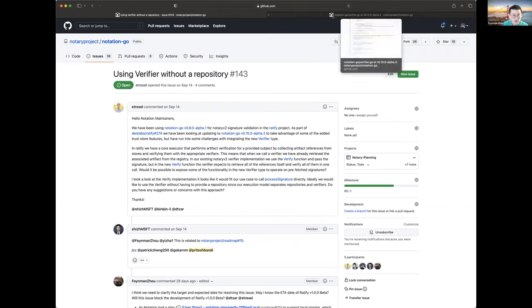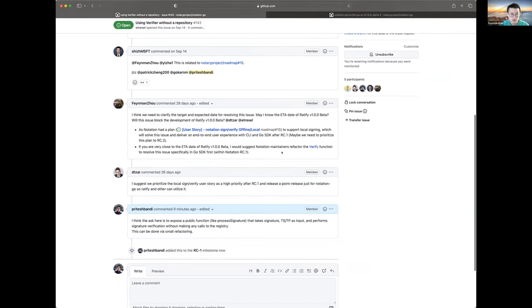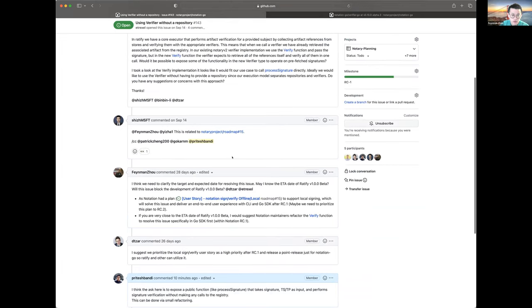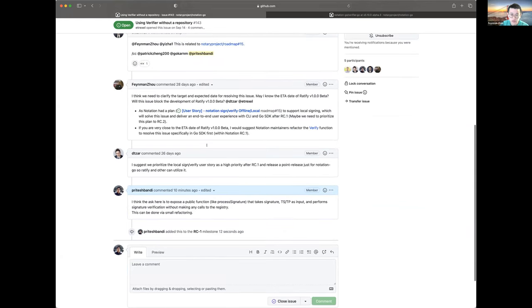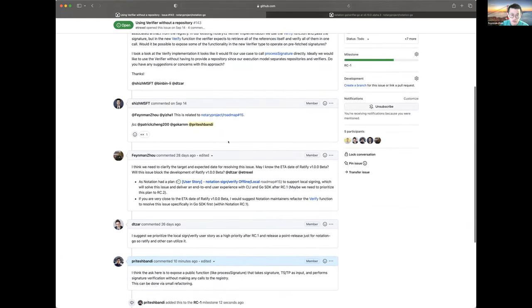Excuse me, Yi and Pritesh. I just want to confirm and clarify using verifier without repository. As we discussed in this issue, we found that it relates to an existing user story, notation sign verify for offline scenario. From my understanding, we will only provide the API capability in Notation Go first within RC1, and then we plan to design the CLI capability after RC1.